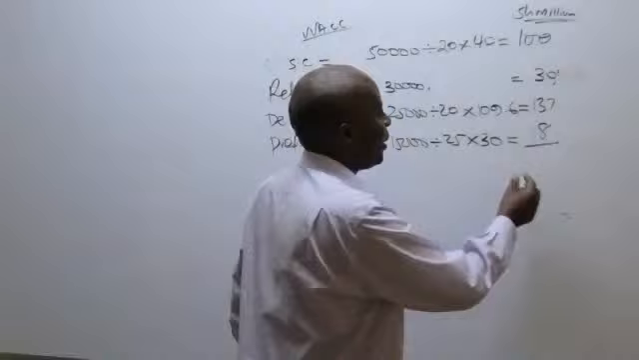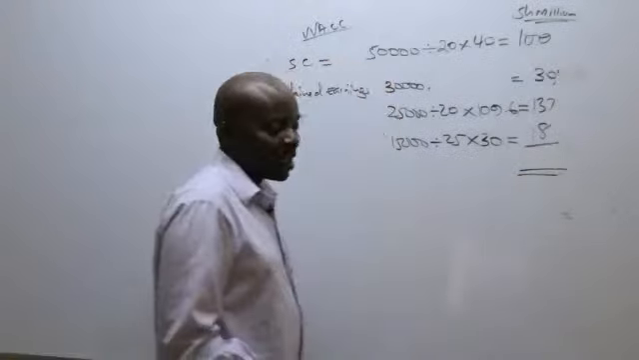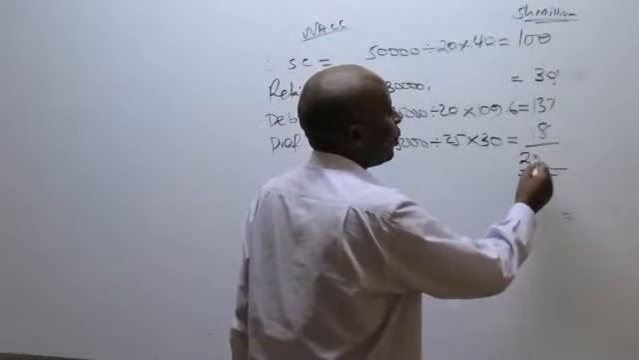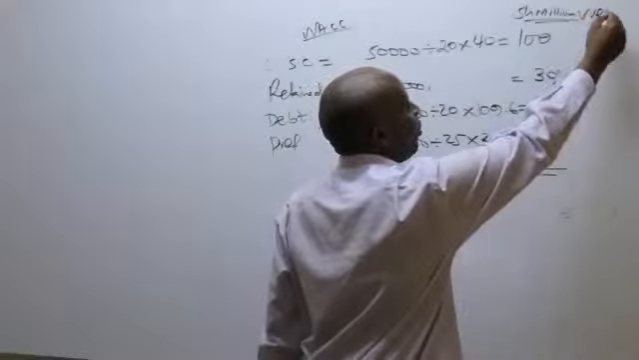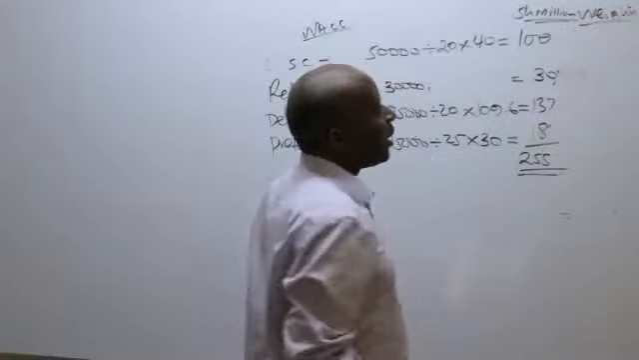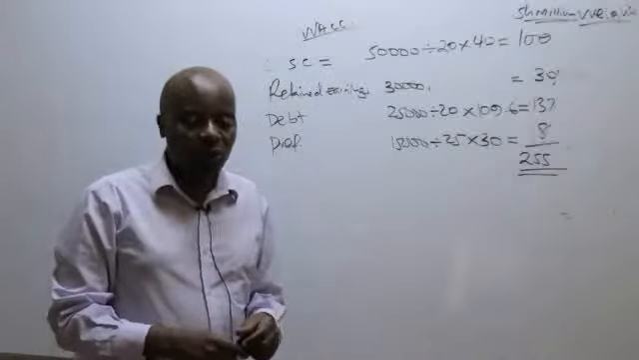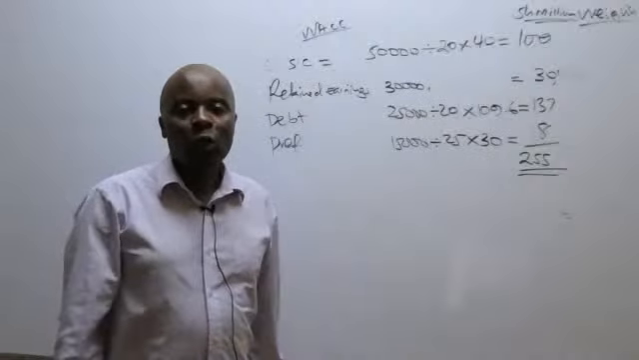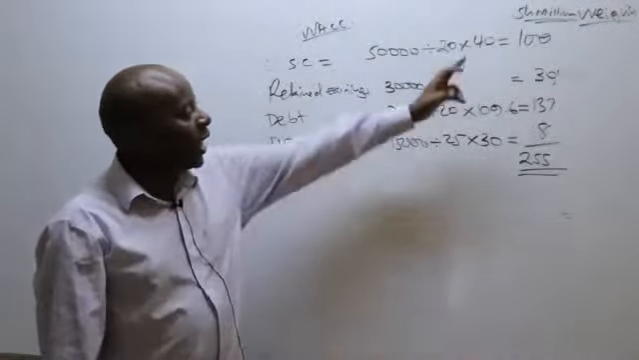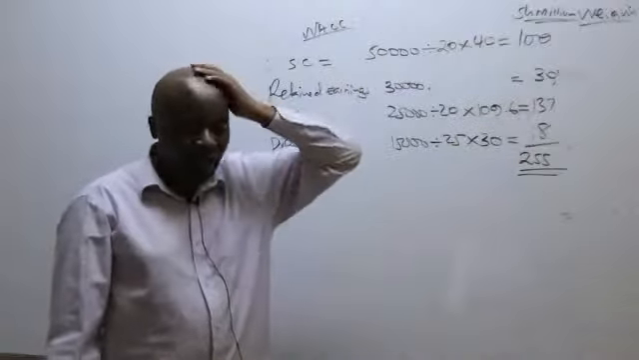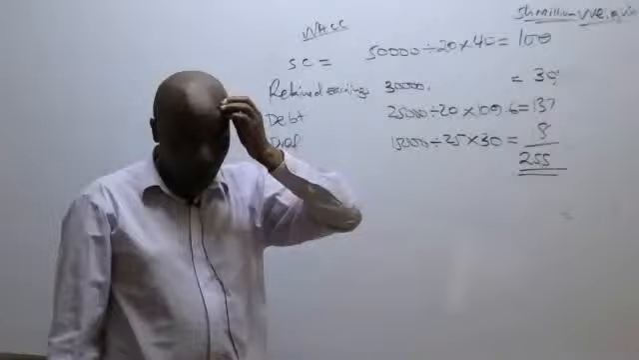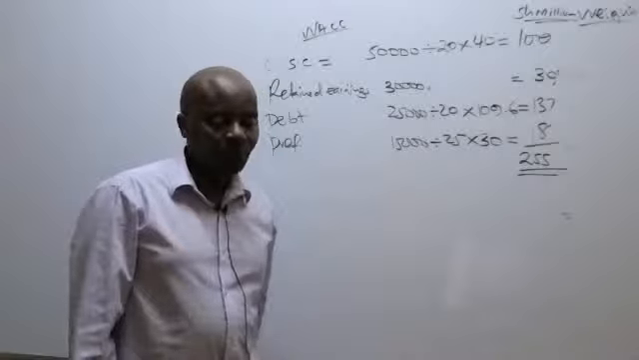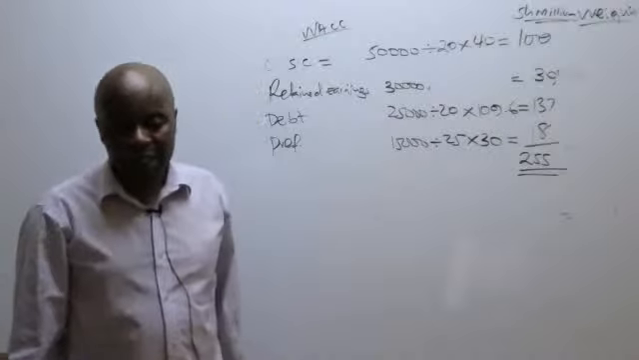Could you kindly give me the total here? What is the total capital structure amount? The total is 255. Thank you very much. Having gotten 255, could you kindly give me the weights here? How do you get the weights? Remember, to get the weights, you must always make use of the market values. So take 100 divided by this, to 2 decimal places, and give me the figures.